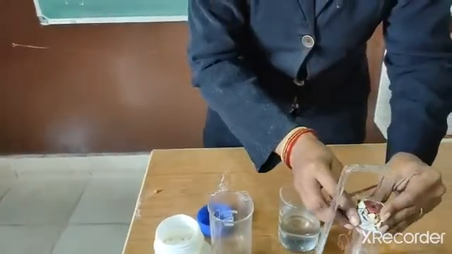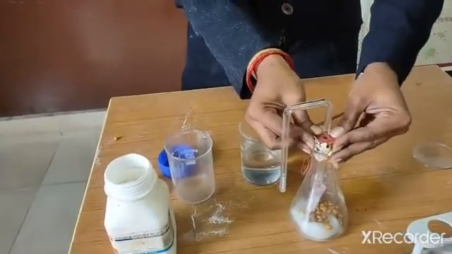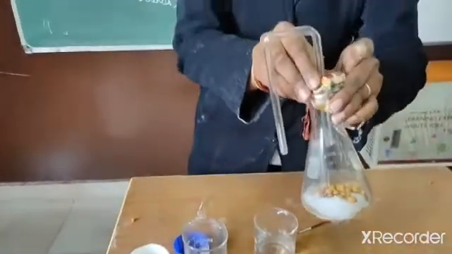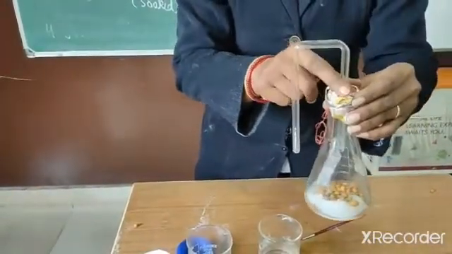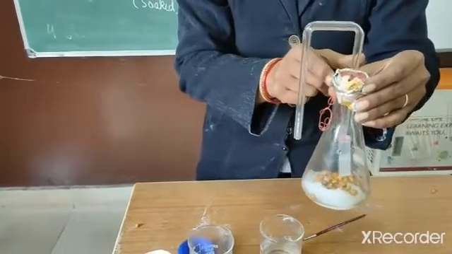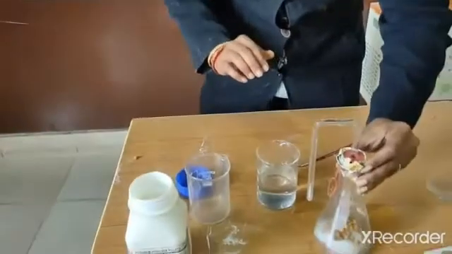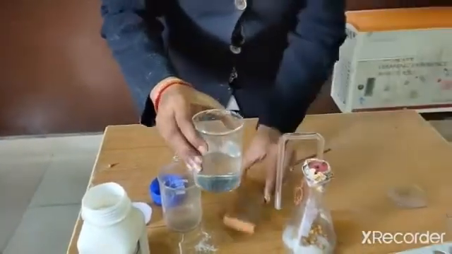Okay, if it is loose, otherwise corks of different sizes are available, that also you can take. Now this setup is ready, an airtight setup. You can put glycerine on the margin to make it airtight. Now this is ready.